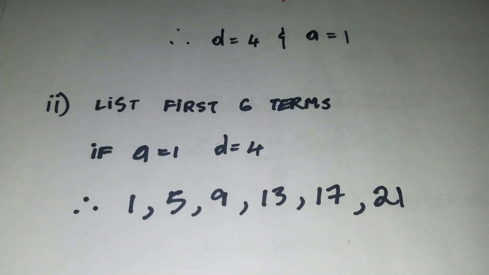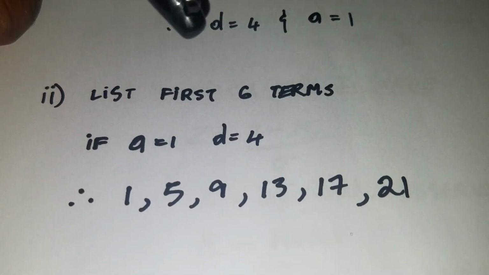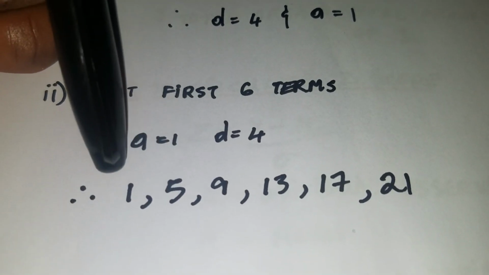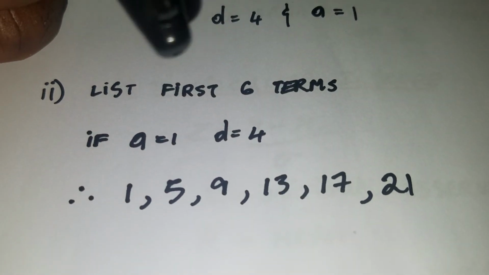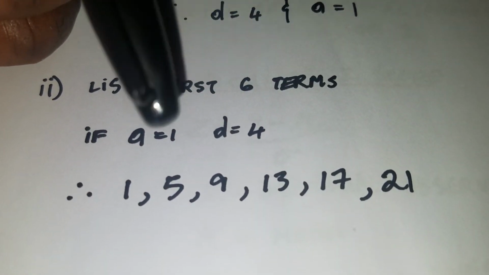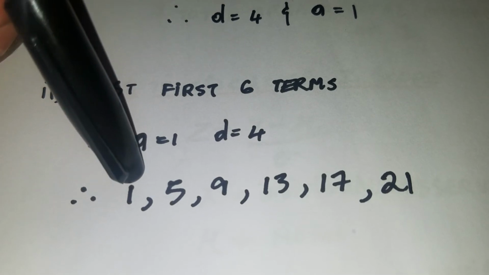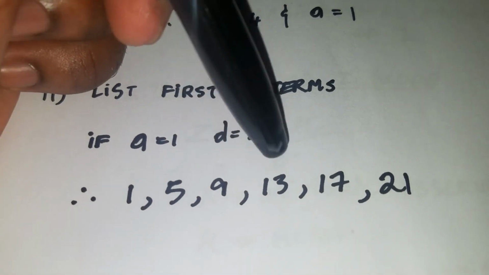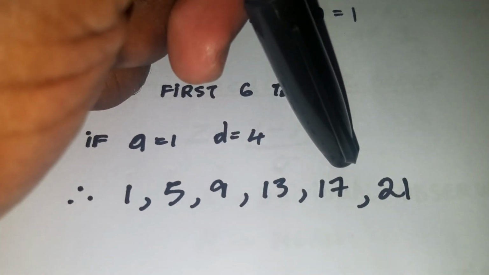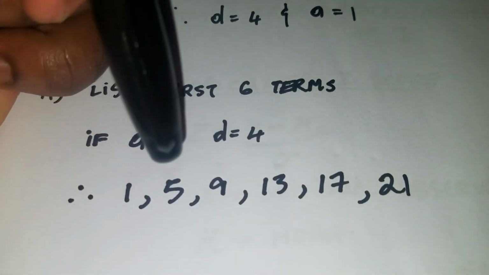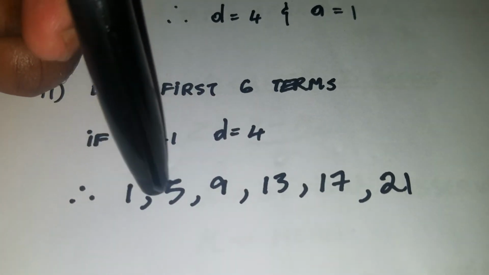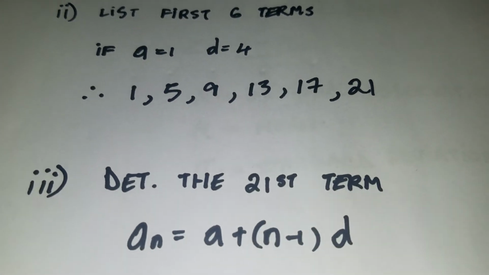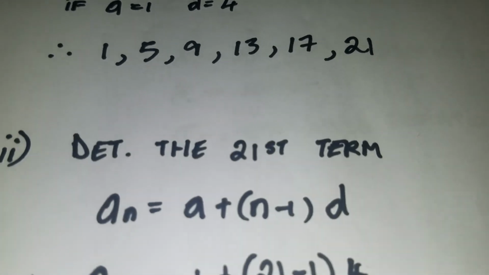Moving to part 2. Part 2 says list the first 6 terms. If we have the first term as 1 and the common difference as 4, all we have to do is literally add the common difference as we go along until we reach the sixth term. So A is 1. First term is 1. Plus 4, 5. Plus 4, 9. Plus 4, 13. Plus 4, 17. Plus 4, 21. So 1, 2, 3, 4, 5, 6. These are the first 6 terms. And it's that simple.